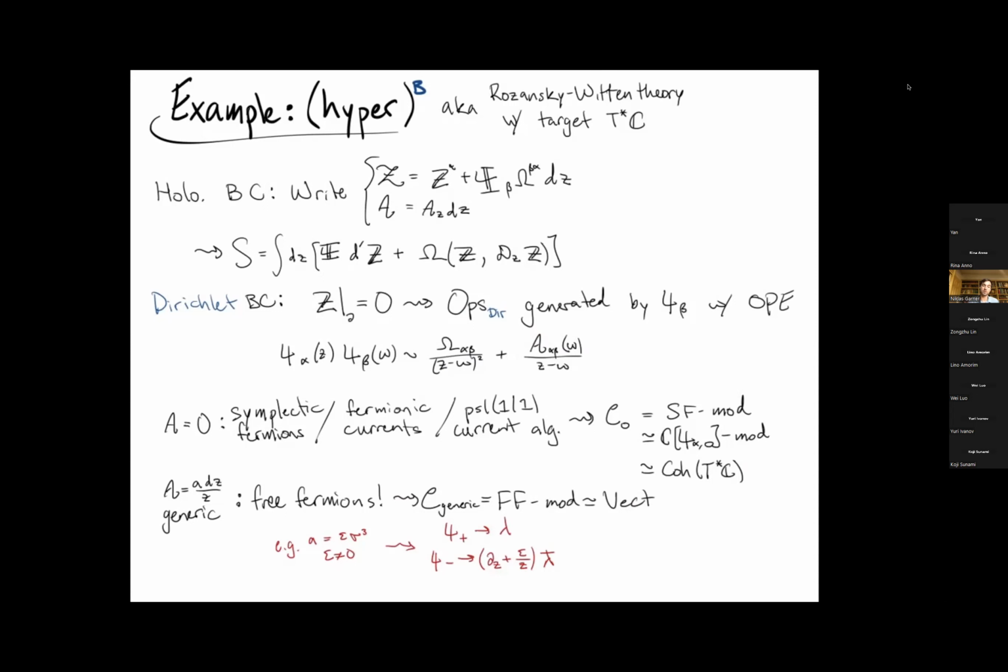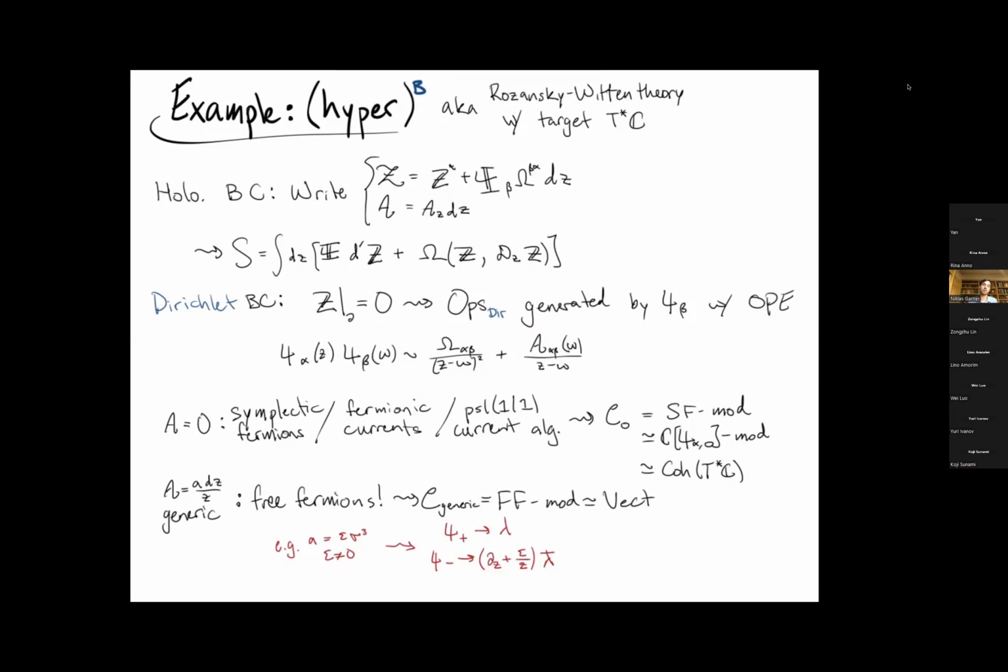Its category of modules can actually be written equivalently in terms of the modules of the zero modes, psi alpha comma zero. And these are the same psi plus and minus that I had a couple slides ago. By the usual Koszul type duality, we can relate modules for the symplectic fermion VOA to coherent sheaves on T star C. When A is one of these abelian flat connections we've been talking about, where it's A dz over z, where A is a generic parameter, then we actually land on something that has a trivial category of modules. Namely, we land on the free fermion.